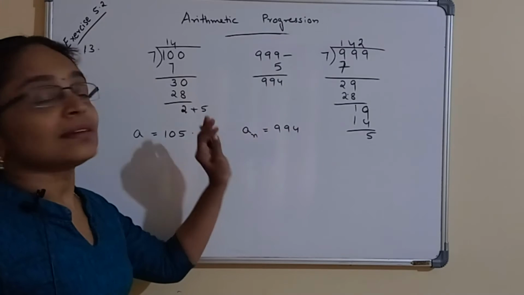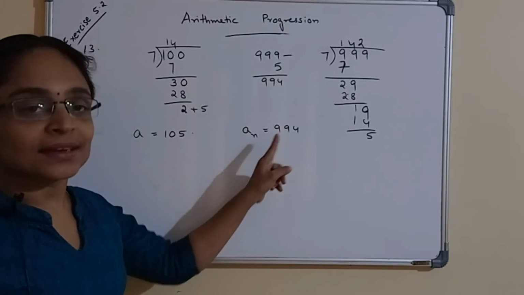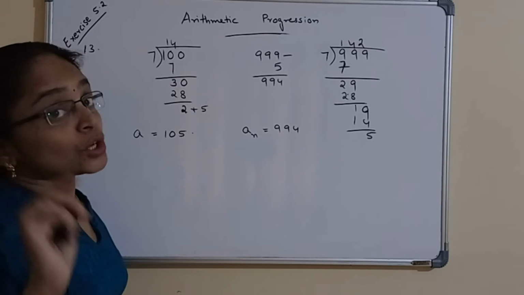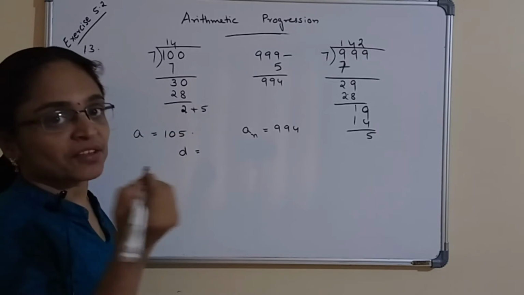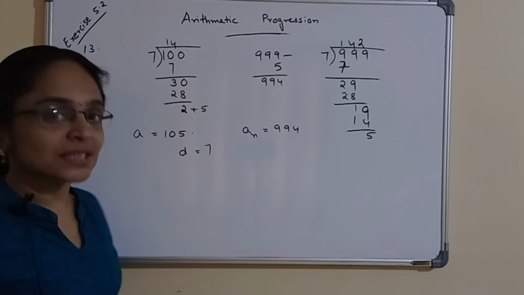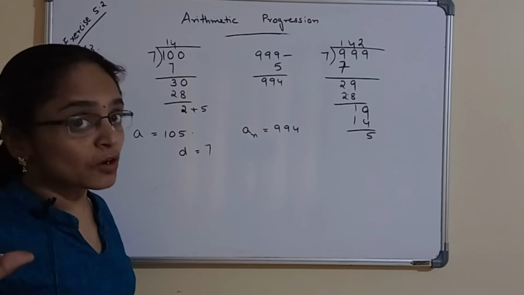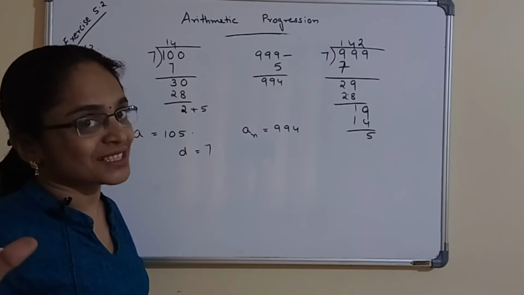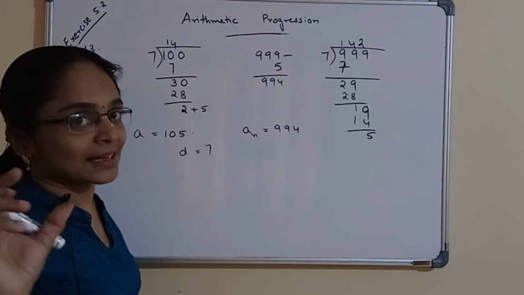Okay, so we can write it as AN or TN. So AN is equal to 994. And what is D here? All these numbers will have a difference of 7, right? Because all these numbers are divisible by 7. So D is equal to 7. Now we can solve this. We have to find the number of 3-digit numbers which are divisible by 7. First term is 105 and last term is 994.